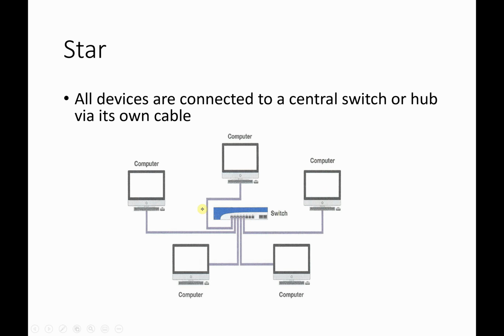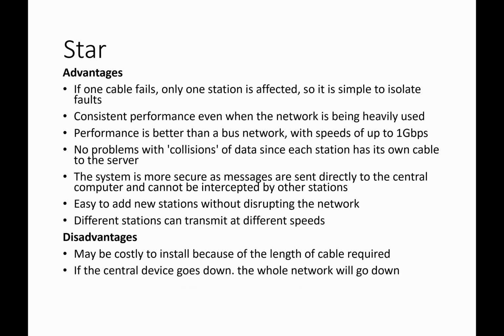The other option is you could use a hub. A hub is like a dumb version of a switch, which would send it to every other station. The advantage is if one cable fails, only one station is affected. So if one of them is not working, you know which cable it is, unlike the previous one. Even consistent performance, much higher speeds, and no problems with collisions because each station has its own cable. More secure, and easy to add new stations, so you can just plug in a new one. Different stations can transmit at different speeds. Possibly, though I don't see that's a massive advantage.